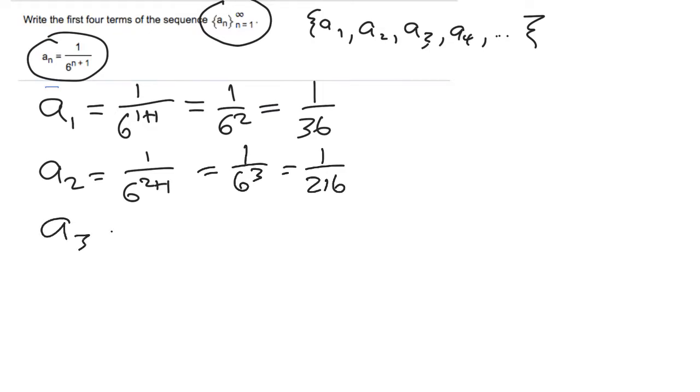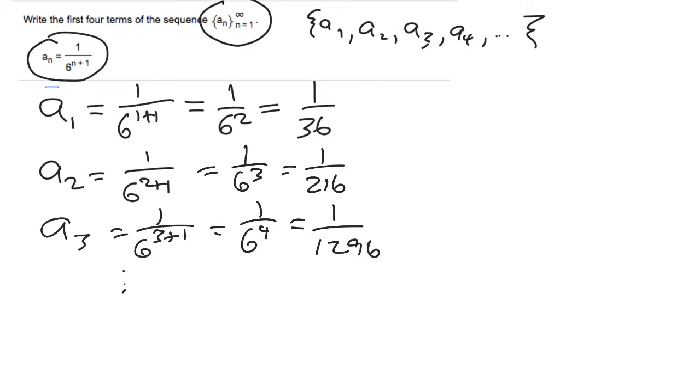A sub 3 is 1 over 6 to the 3 plus 1, which is 1 over 6 to the 4th, which is 1 over, oh, God help me, what is that, 1296? And I'll write and so on because I have no idea what 6 to the 5th power is. But this is the way that we can evaluate the function when we're given a formula in terms of n.